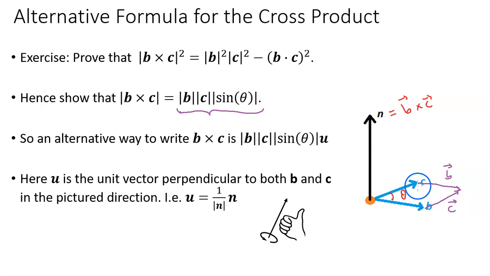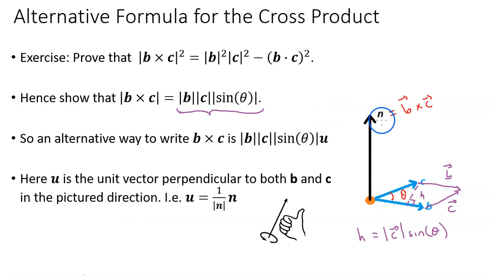And it's fairly easy to see how. If we drop a line from the end of c that meets the vector b at right angles inside this plane, then clearly this value h, which is the length of this dotted line, is equal to the length of c times sine of theta. And so that means that the area of the parallelogram is the length of b times h, which is the length of b times the length of c times sine of theta.